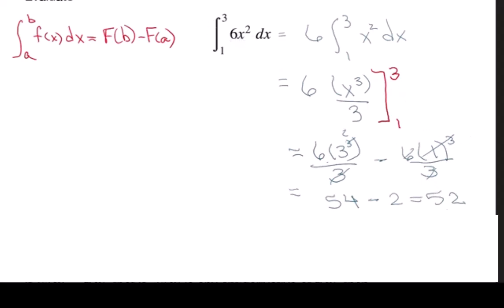Let me draw a picture of what that would look like. First, I'm going to draw in x squared. That's x squared. This is y equals 6x squared. This is 1, and this is 3. What I just found is the area between 1 and 3 from the curve to the x-axis. And we can see that it's all positive. That's why our number is positive.